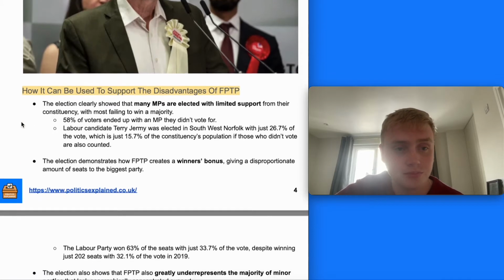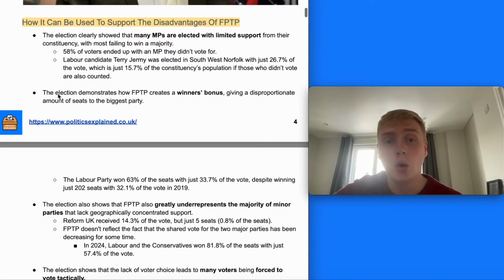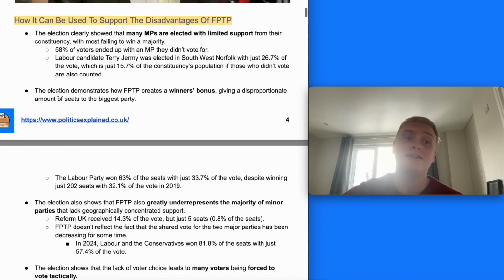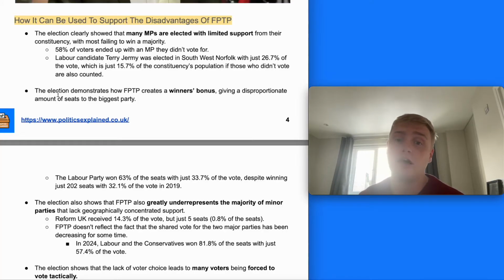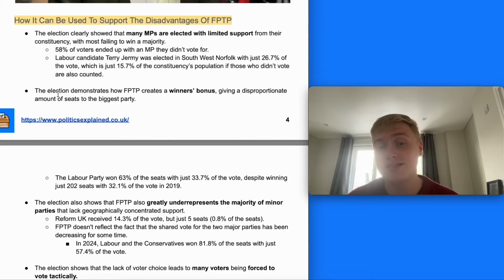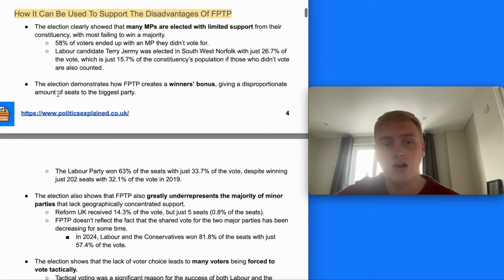However, and I think more compellingly, in my opinion at least, it can be used to support the disadvantages of first past the post. The election clearly showed that many MPs are elected with limited support from their constituency, with most failing to win a majority. So 58% of voters ended up with an MP they didn't vote for. Terry Jeremy in South West Norfolk won with just 26.7% of the vote, which is just 15.7% of the total constituency population if you take into account turnout.